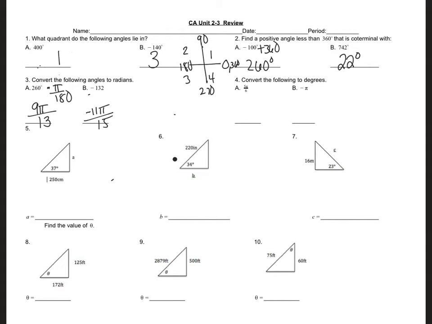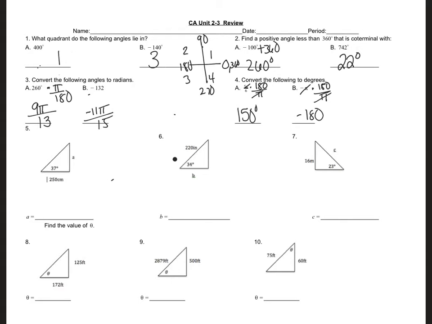Remember, radians have pi. So we're going to flip that around and times it by 180 over pi. The pi's cancel. So 5 times 180 divided by 6 is 150. And then we're going to times this by 180 over pi. And we're going to get negative 180.